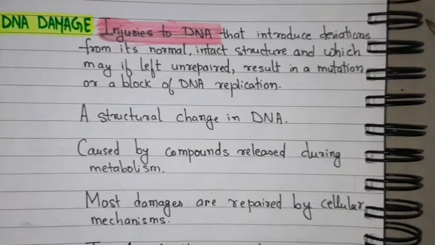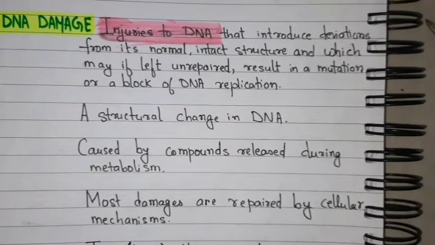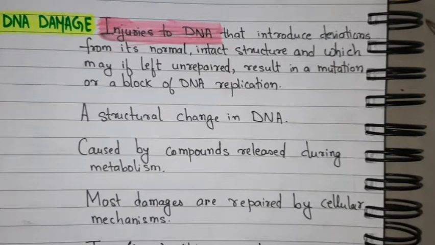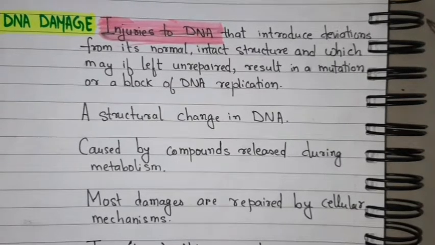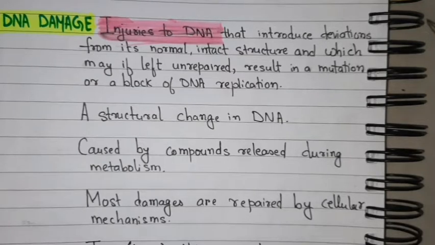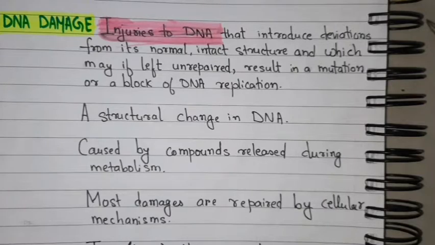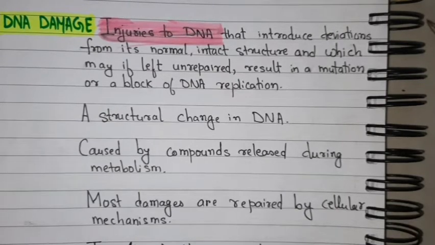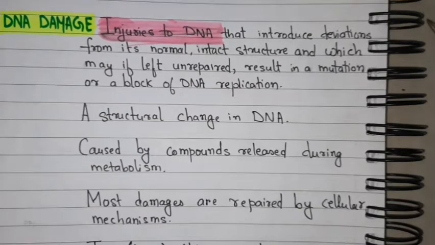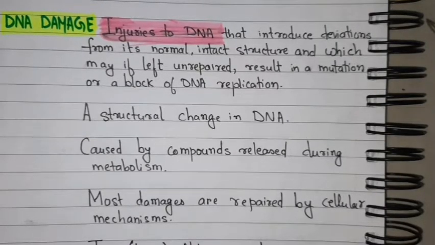So, it says that injuries to DNA introduce deviations from its normal, intact structure and which may, if left unrepaired, result in a mutation or a block of DNA replication. And then it is a structural change in DNA. Now, when DNA damage happens, it changes the structure of DNA.